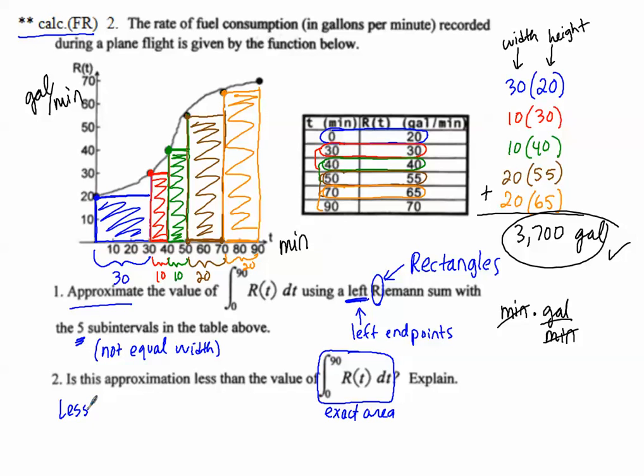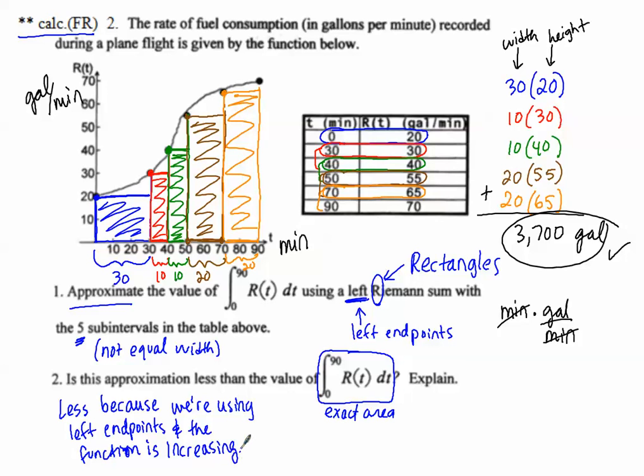what is the function doing? Why are all the rectangles under the curve? Because the function is increasing. So the left side will always be lower than the right side. So we will say less because we are using left endpoints and the function is increasing. So the left side will always be lower than the right side.